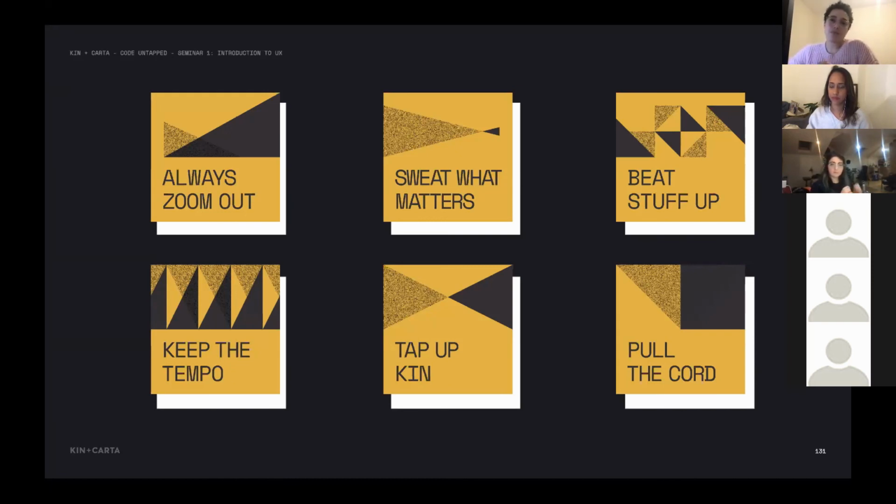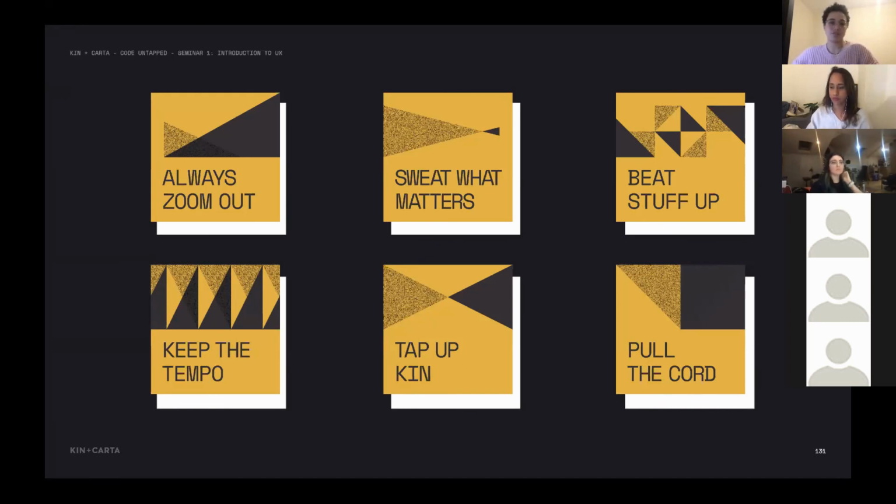Tap up kin is bringing the collective experience of the company to bear on the problem you're trying to solve and asking for help when you need it. And finally, there's pull the cord. So call out a problem as soon as you see it, raising issues to those who can help to action a resolution.